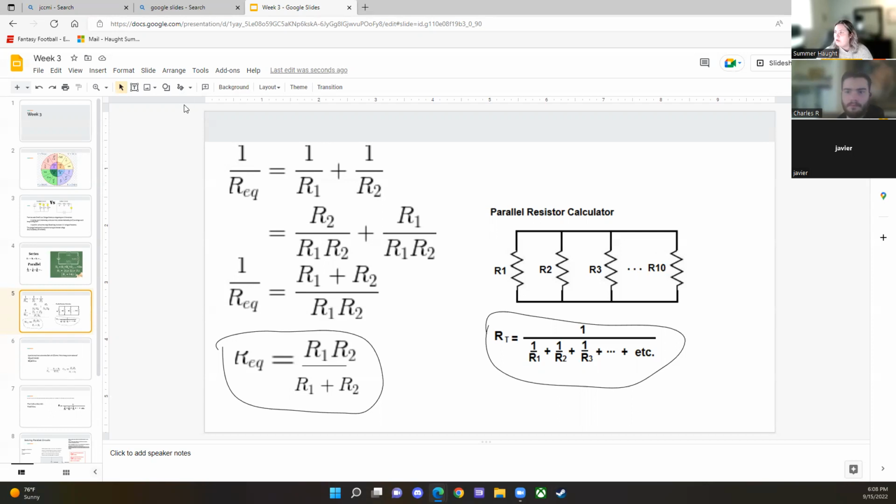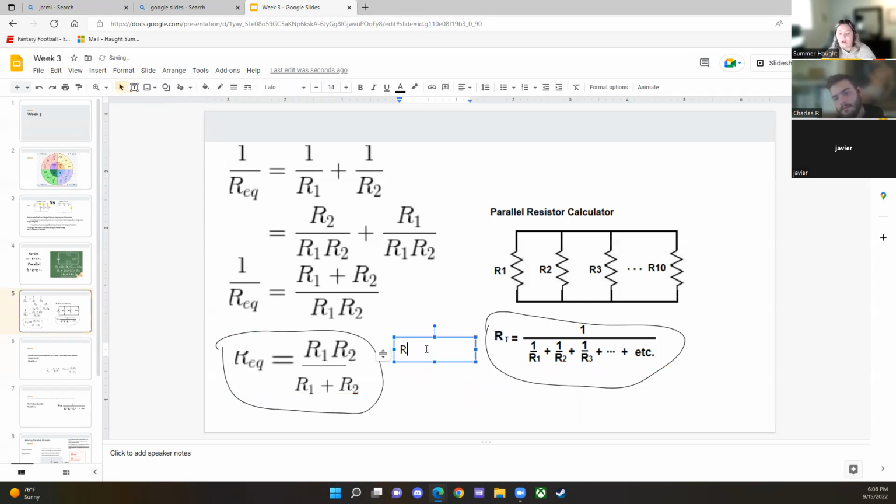So for example, let's say we had an R1. Okay, I'm going to type, that'll be better. So if we had an R1 that equals 5 ohms, and an R2 that equals, I don't know, 3 ohms, which again, this is resistance, right? We could calculate the R total or the REQ, which means equivalent. It's the same thing as RT.